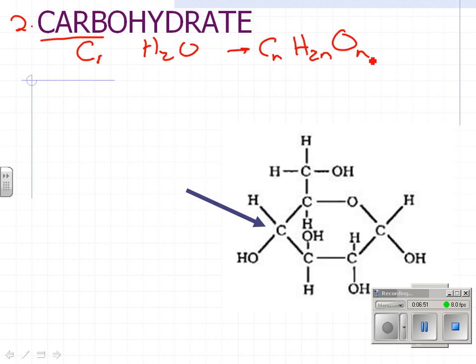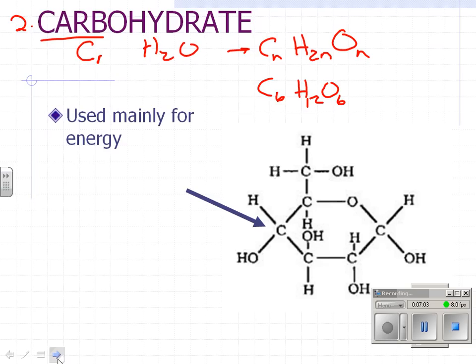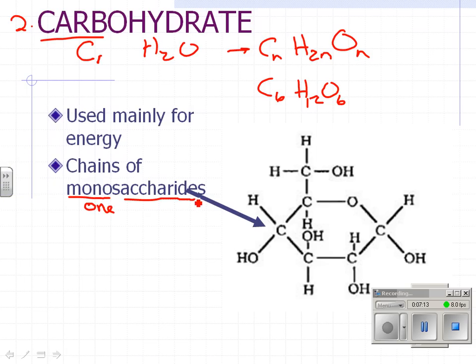So if you have a molecule that's C6H12O6, it's probably a carbohydrate. In fact, that one is glucose. Carbohydrates are used by the body mainly for energy. They are chains of things called mono, one, saccharide, sugar. This is one sugar molecule.